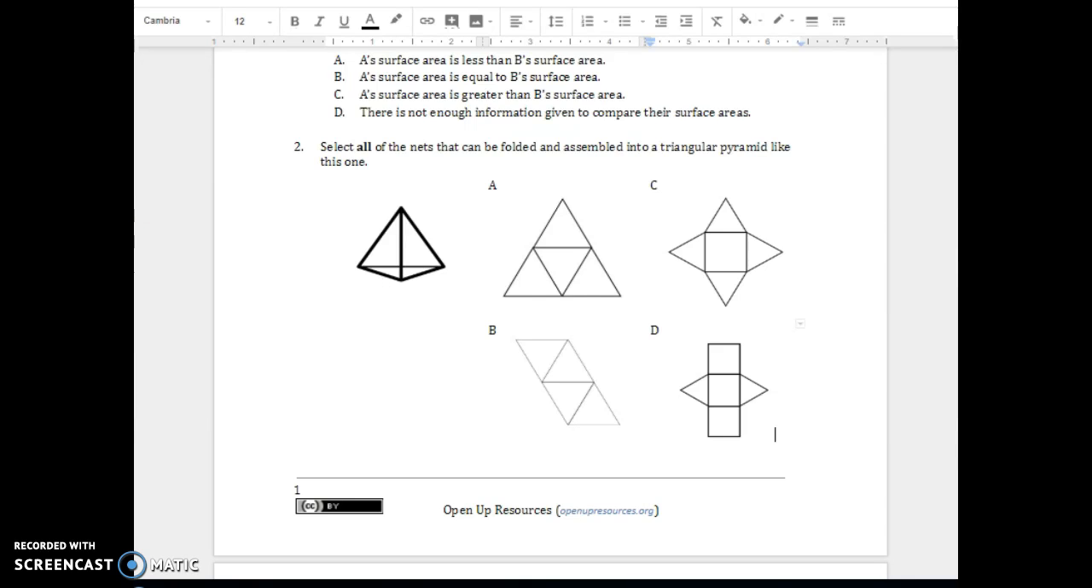Question 2. Select all of the nets that can be folded and assembled into a triangular pyramid like this one.